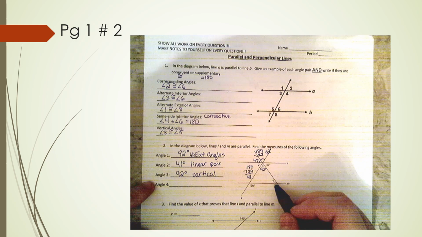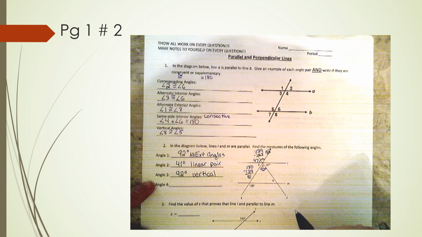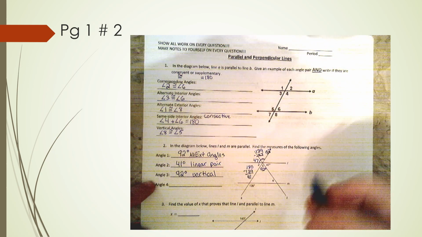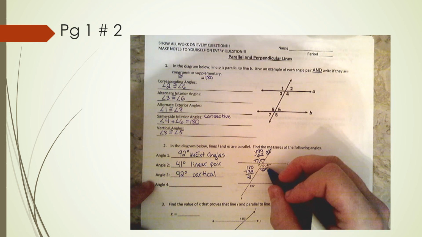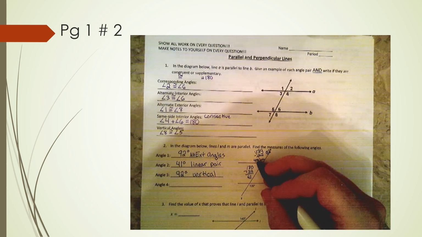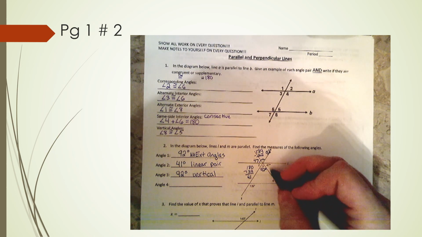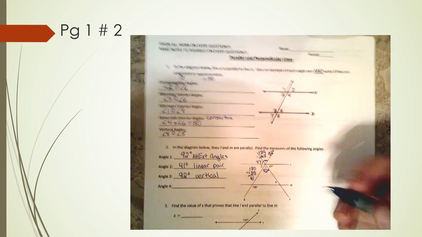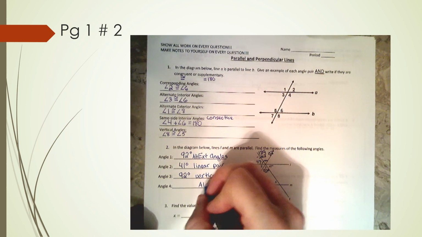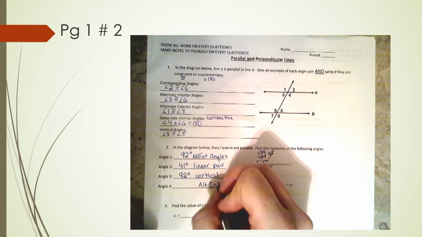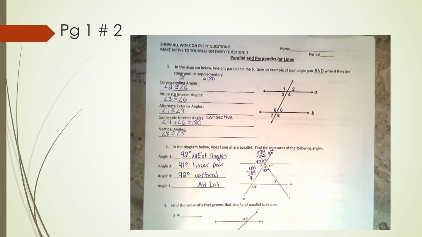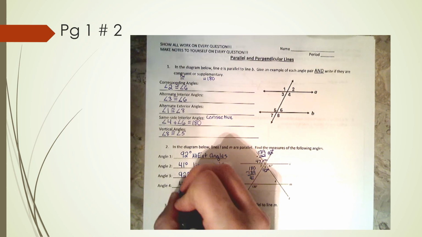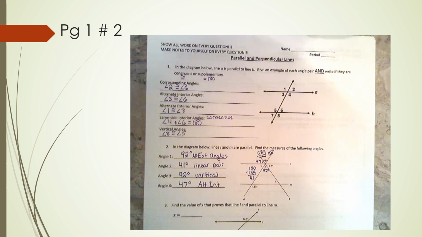Now, angle 4, the way that I am going to find it is, you notice that you had this angle already here. We used it earlier, vertical angles over here, but this can also go with 4 because they would be alternate interior angles. Alternate interior angles have to be congruent. Congruent means the same, so this one also would be 47 degrees.